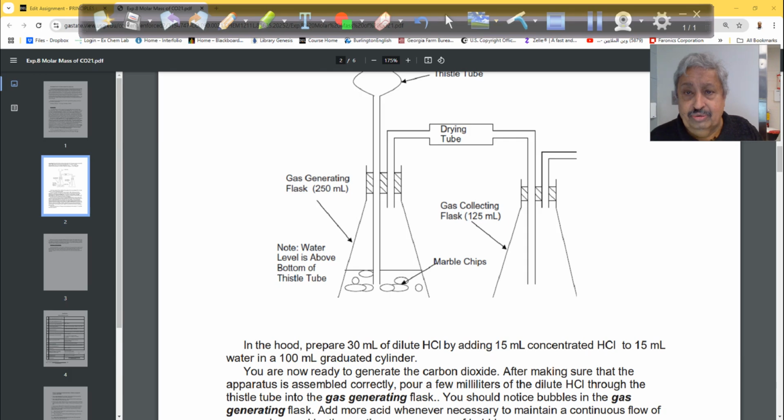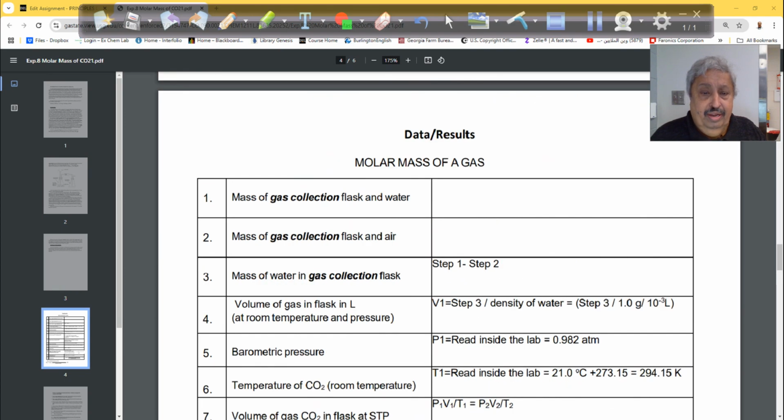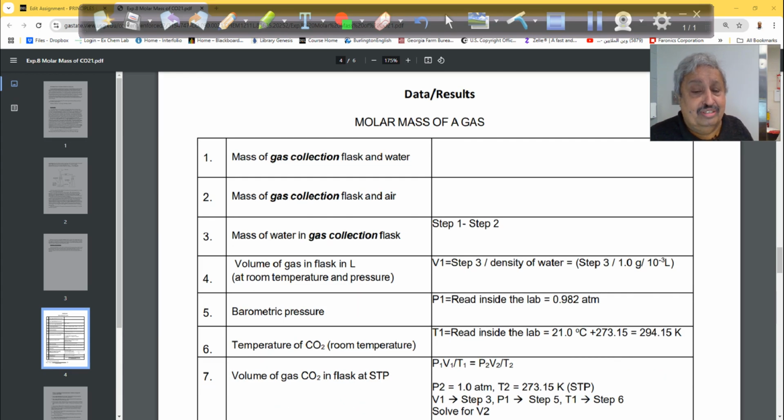So I want to go through the calculation to show you how we do the calculations here. Now, the gas collection flask and H2O. That's when you purge for 20 minutes with carbon dioxide, let it purge all the air inside. You get the flask and the CO2 gas. You take the CO2 gas out, then fill it with distilled H2O. I prefer using distilled H2O to tap H2O. Then you weigh the collection flask with H2O, correct? And this is the mass of the collection flask and air.